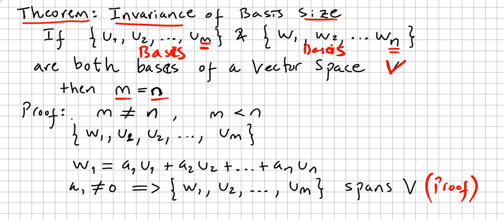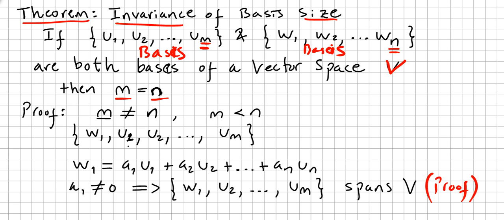Okay, so we are going to do the proof for this invariance of basis size. We want to get to a contradiction. So let us suppose that the dimension of this set is not the same as the dimension of this set. So m is not n. Well, if m is not n, one of them will be bigger than the other. So without loss of generality, let us say that m is smaller than n.